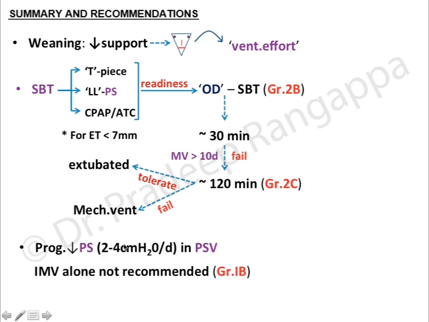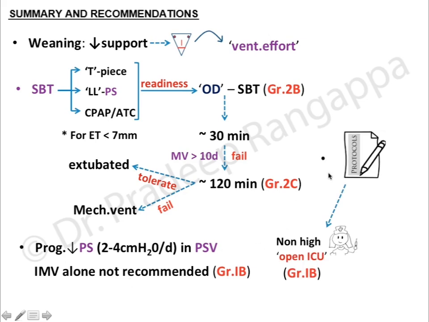So progressive reduction in pressure support ventilation is something one could consider if they are failing the SBT on T-piece. Intermittent mandatory ventilation alone is not recommended as a weaning protocol. And it is suggested that a weaning protocol should be put in place, and it was found to be very useful in open ICUs or where there is no qualified intensivist. But in a closed ICU, I don't think there is a compelling reason to have a protocol. These are the levels of recommendation: grade 1B for open ICU, and grade 2B, a weaker recommendation, for closed ICU.